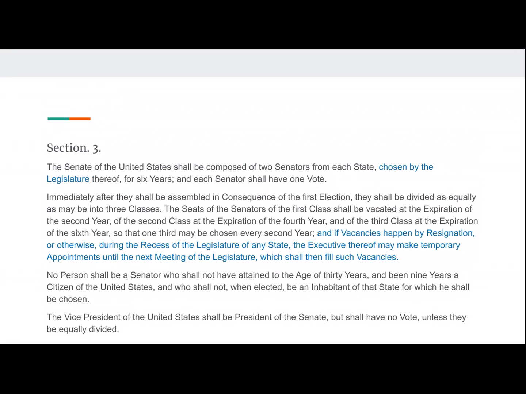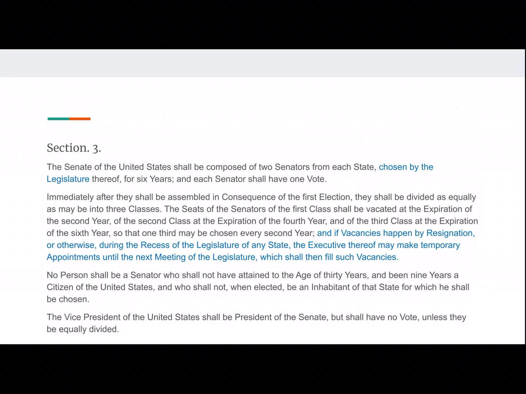Section 3, the Senate. All right. So the Senate of the United States shall be composed of 2 senators from each state, chosen by the legislature thereof for 6 years, and each senator shall have 1 vote. The blue has been taken out. It's not chosen by the legislature. It's chosen by us, the people, now. We still have 2 senators, and it's every 6 years we vote for them.